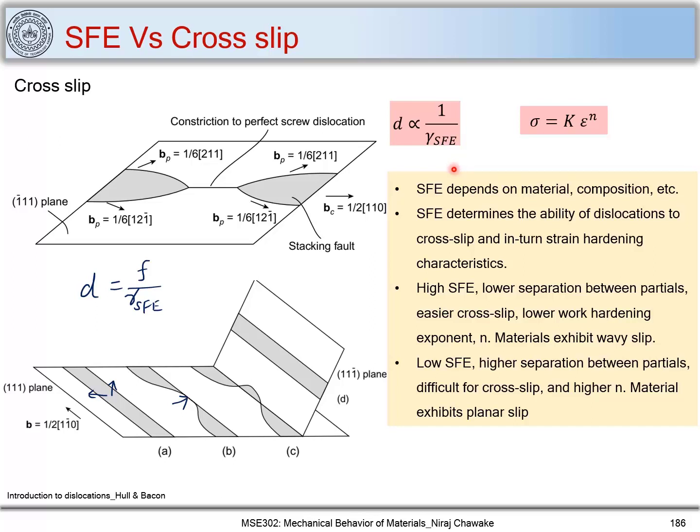So you can say that as stacking fault energy is higher, you have lower work hardening, or strain hardening is lower, because dislocations can move easily, or can cross slip easily. But when you have low stacking fault energy, you have a higher amount of strain hardening, because dislocations cannot cross slip and you need more force to move these dislocations onto this plane.